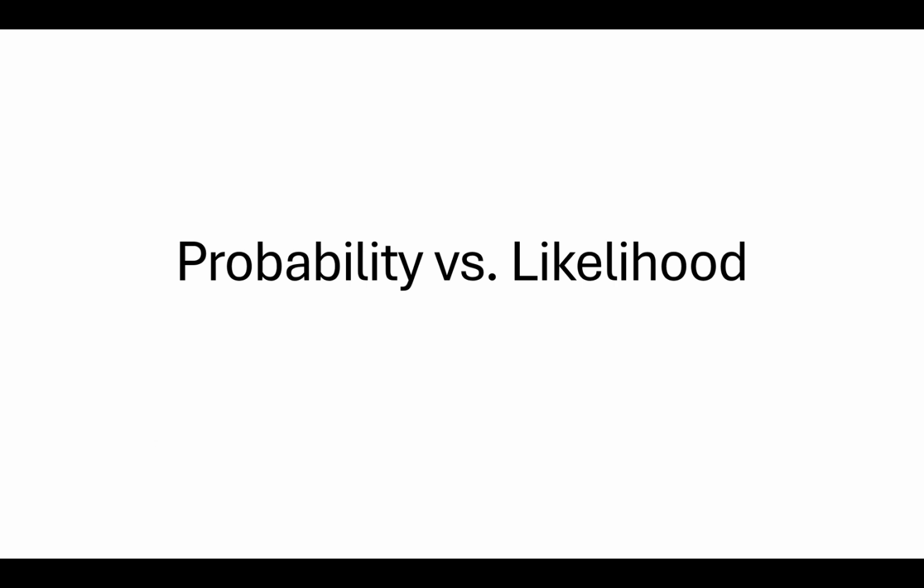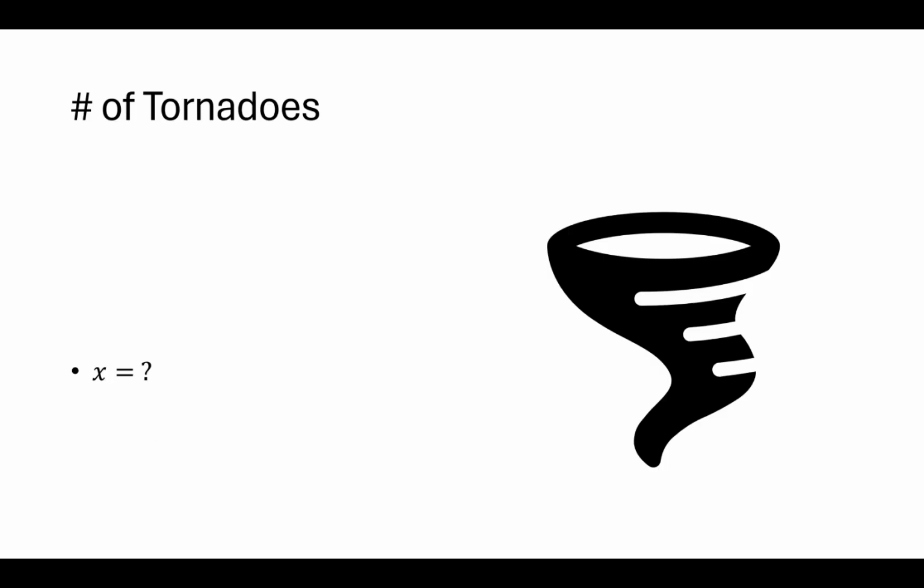In this video, we're going to walk through a simple example to see how likelihood helps us learn from the past so we can then calculate the probability of the future. By the end, the difference will be crystal clear. Let's get started. Imagine we want to predict how many tornadoes will occur in a specific area next year.